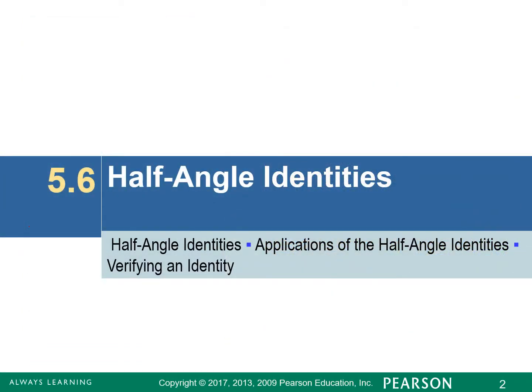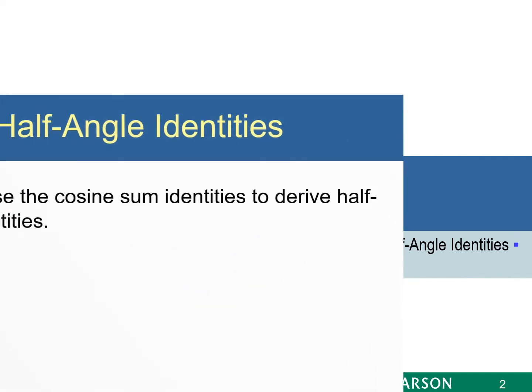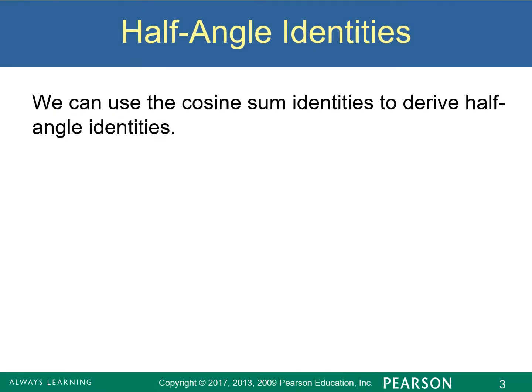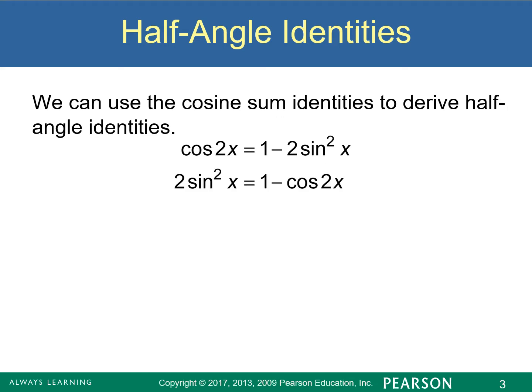Half-angle identities. We can use a cosine sum identity to derive our half-angle identities. You remember cosine of 2x is 1 minus 2 sine squared of x. Now, what I want to do is solve this for 2 sine squared of x, which is equal to 1 minus cosine of 2x. So sine of x is equal to plus or minus the square root of (1 minus cosine of 2x) over 2.